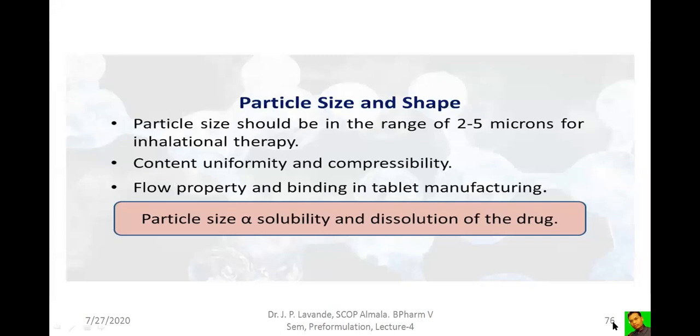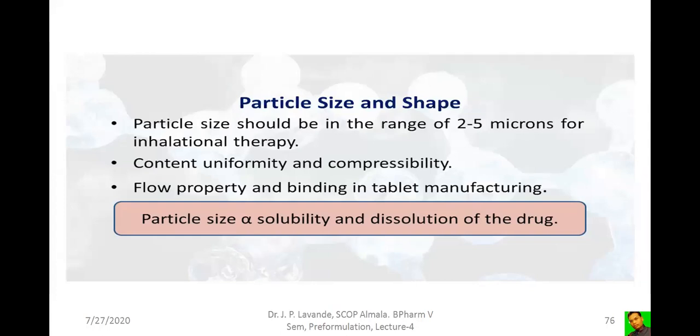The particle size has its significance as far as the content uniformity is concerned. If the particle size is not uniform, that will not lead to content uniformity. It will lead to variation of the API in the different tablets. It will also affect the compressibility property, and that is the reason why we go for granules of uniform size. The particle size is also responsible for the flow properties. Flow properties can be improved with the help of particle size and shape in tablet manufacturing. So particle size directly affects the solubility and the dissolution rate.